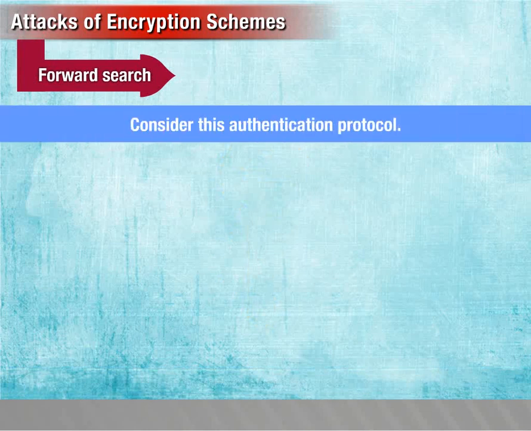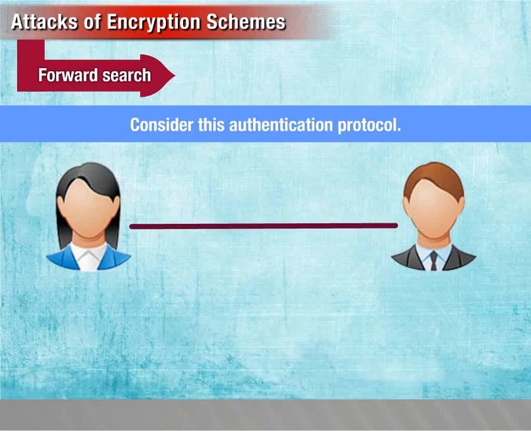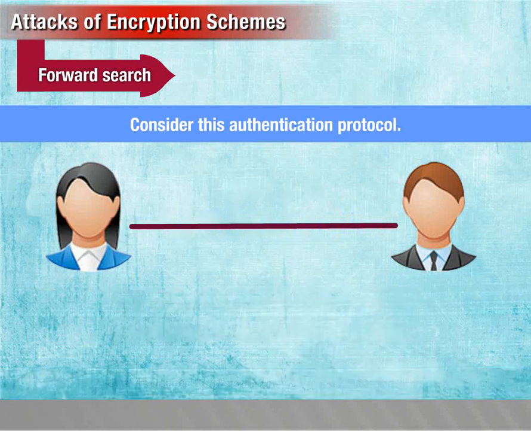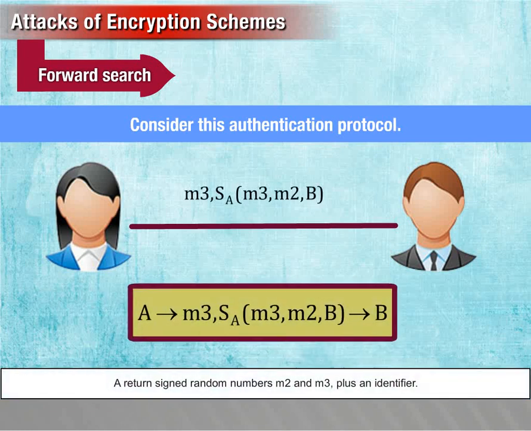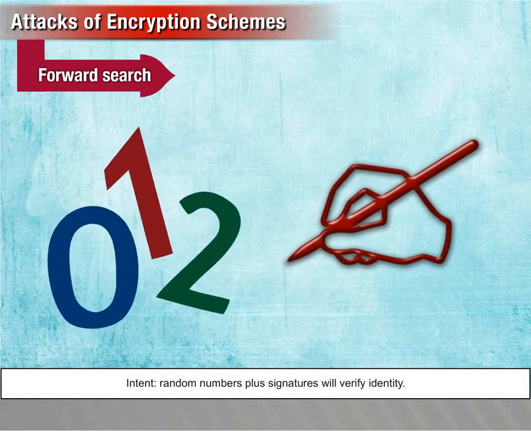Consider this authentication protocol. A sends random number M1 to B. B returns random numbers M1 and M2 signed plus an identifier: B returns SB of M2, M1, A. A returns signed random numbers M2 and M3 plus an identifier: A sends M3, SA of M3, M2, B to B. Intent: random numbers plus signatures will verify identity.